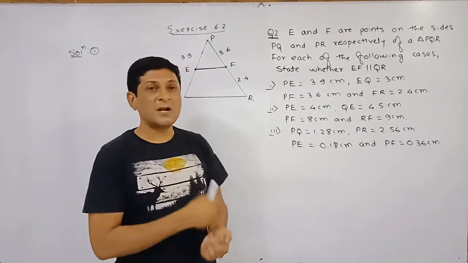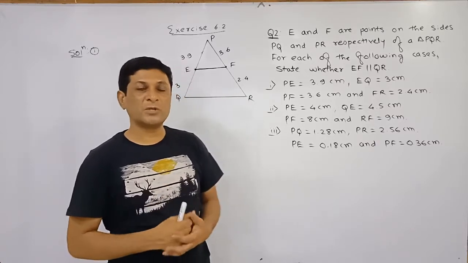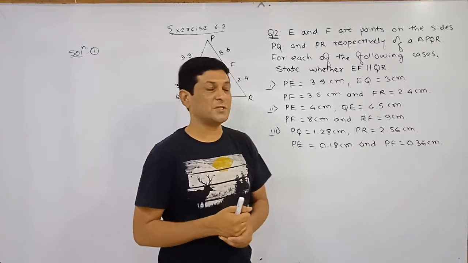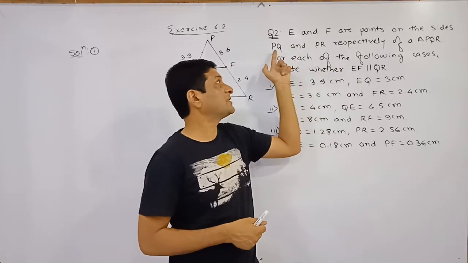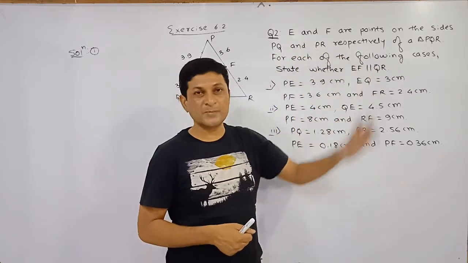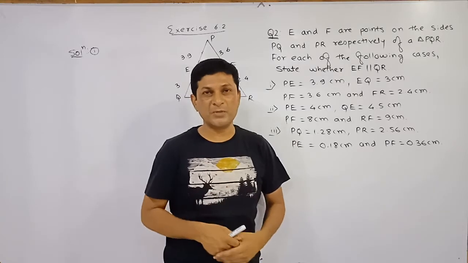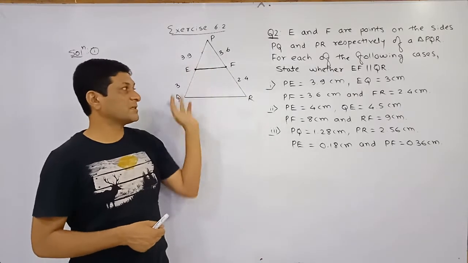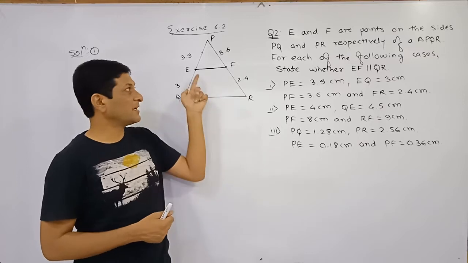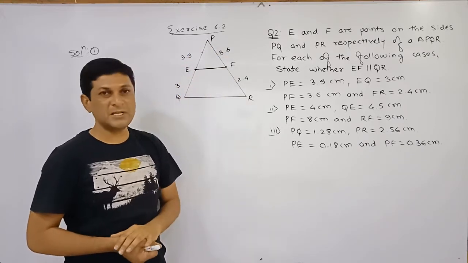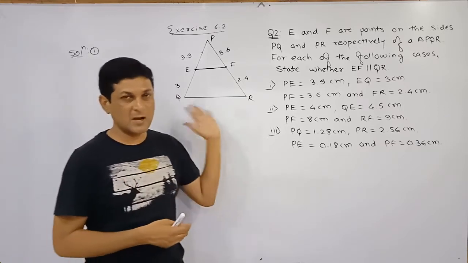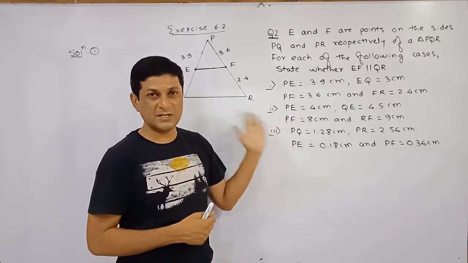So well, let us try to solve the question number 2. In question number 2, observe the given conditions. Here it is given to us that E and F are the points on the side PQ and PR respectively in the triangle PQR. So here already we have constructed one triangle PQR. We have taken a point E on side PQ and F is a point on side PR. Figure is not given in the question. I have constructed this figure using given conditions.